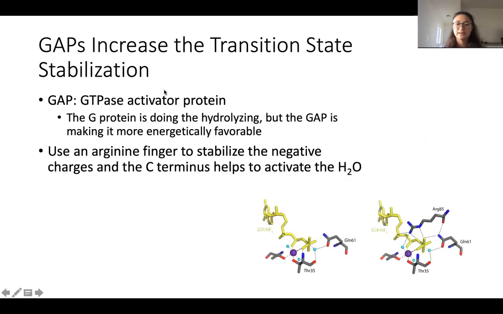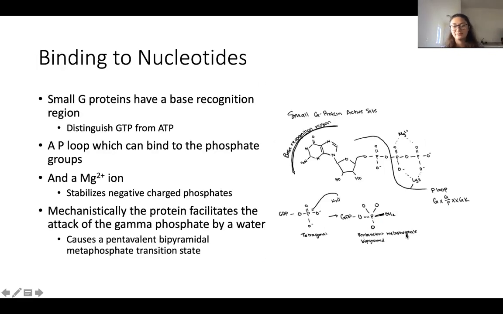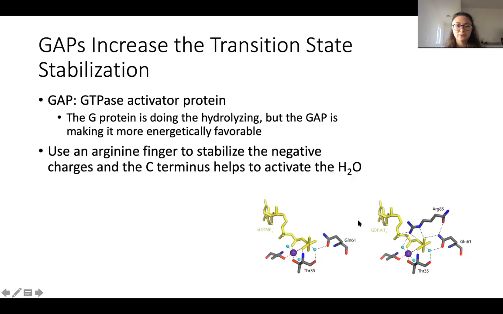So what GAPs are doing is they're helping to increase the transition state stabilization. When we look at this pentavalent metaphosphate bipyramidal transition state, we notice that we have lots of negative charges around the phosphate because of all these oxygens. So to help stabilize this more, a GAP is basically going to insert an arginine finger. You can see it here. So this is the protein without the GAP. And then with the GAP, we have all this extra stabilization of the phosphates. So the arginine finger is able to stabilize these negative charges.